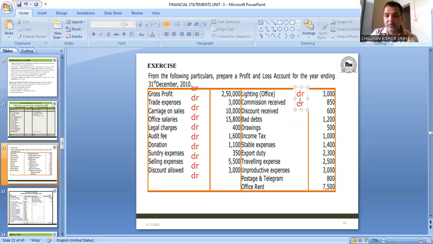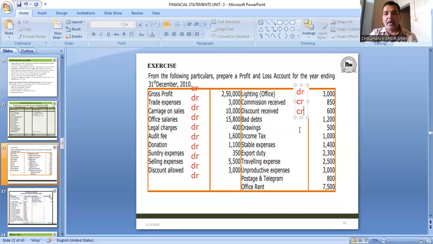Then discount received. It is also our income. We give discount to our customers when they make early payment. Likewise, when we purchase goods and when we make early payment, we also get discount from the supplier. So that is our income. So that is recorded on the credit side.